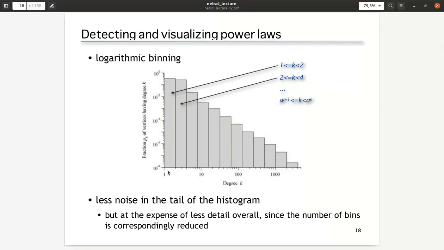And so the binning is something like this: instead of having one k value for each and every column, we have a collection of k's. In the first column, we have k equal to 1, so 2 is not included. Then the second column is 2 and 3, 4 is not included. In the third column, it's 4, 5, 6, 7, and then 8 is not included. And in general, we have this sequence that k is between a to the power of n minus 1 included and a to the power of n excluded. In this way we get much less noise in the tail of the histogram.